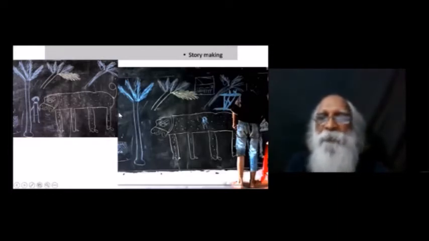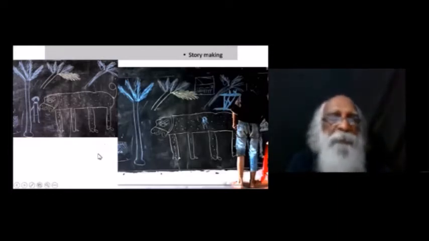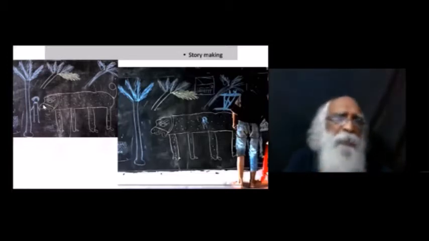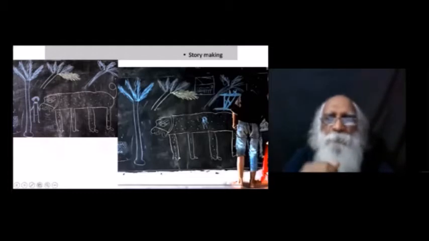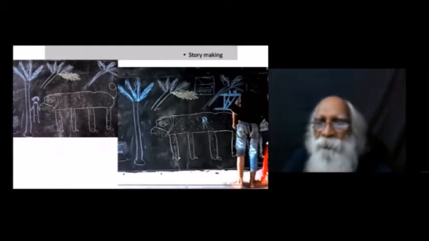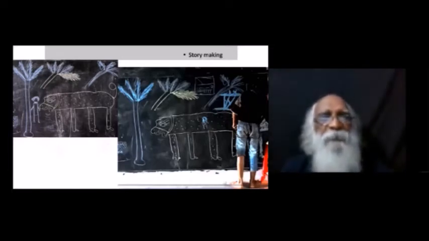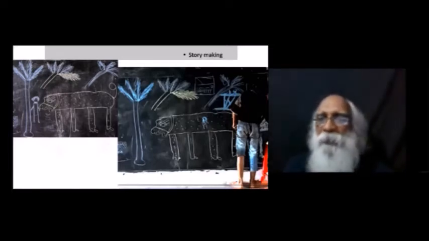Story making: it's so interesting that these few children were drawing a tiger, and they were having fun. When they saw me, they immediately drew me here. It was so spontaneous. After a point, they decided that the tiger has eaten me, and so I'm inside the stomach now. What I'm trying to say is that this flexibility is continuously existing in children.